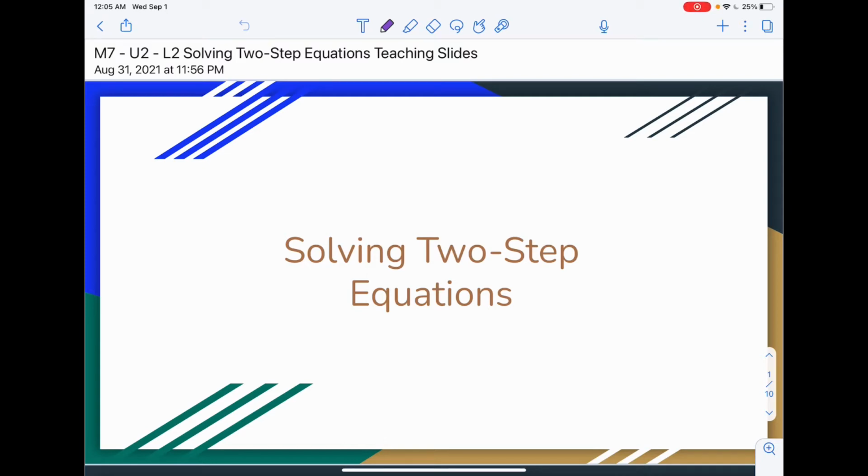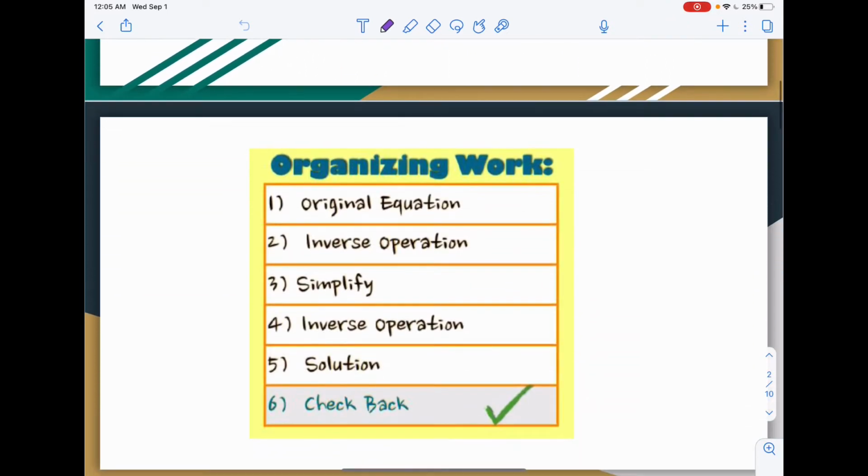Today's lesson is about solving two-step equations. We will be following these steps.